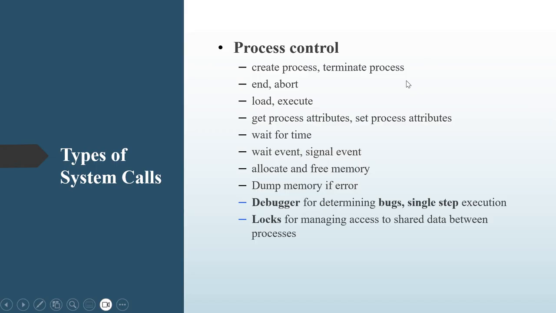So what kinds of system calls are available? Different types of system calls are there. The first is process control related system calls: creating the process, terminating the process, or aborting, loading, executing, or waiting. All these things related to the process are called process control system calls.